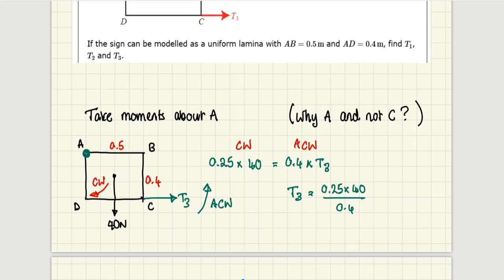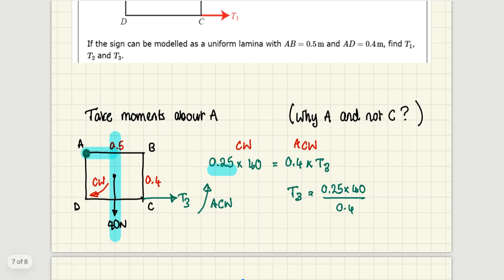Why? Because the weight in the centre is 40 and the centre is 0.25 from the edge. So we're talking about moments about A, yeah? Remember, it's the line of action of the force. The force is this line here. So we're looking at this distance. So that's your 0.25. Okay.